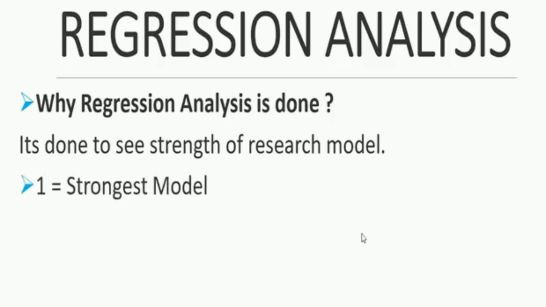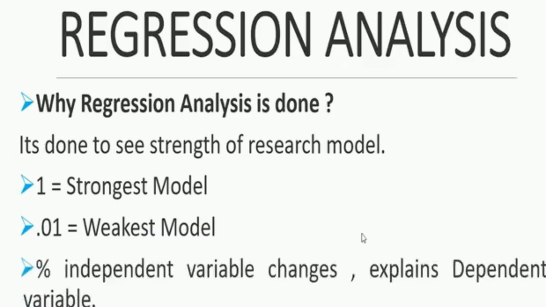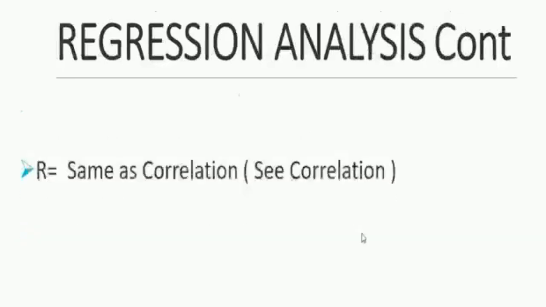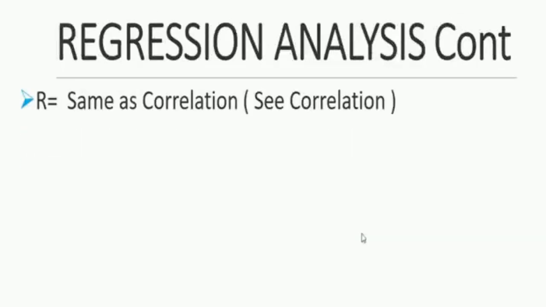One is the strongest model, and 0.01 means that your model is the weakest model. So it also tells you the percentage of dependent variable changes or explains the dependent variable. It also tells you about R value, R square value, beta value, T value, significant value, F value, and so on. So R, what does R mean?